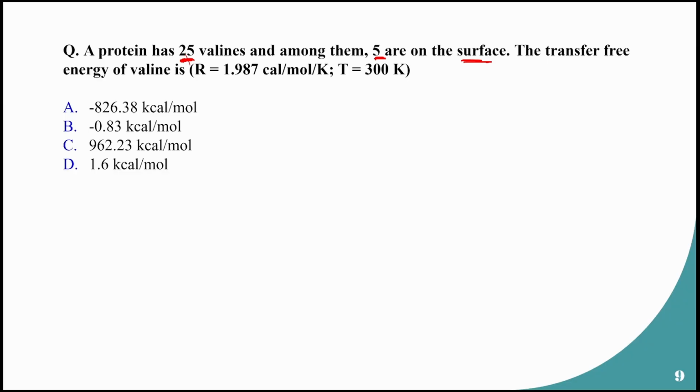Now, here the question is asking you to calculate the transfer free energy for valine, right? So how can you calculate that? Transfer free energy, and any kind of free energy difference calculation based on some sort of populations, you can calculate with this formula quite handily. It is minus RT ln f_i. Now, in this particular case, f_i indicates a fraction, which is how many valines are present in an interior position, so that would be in a buried position.